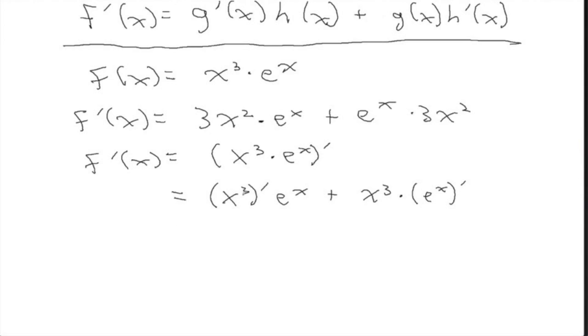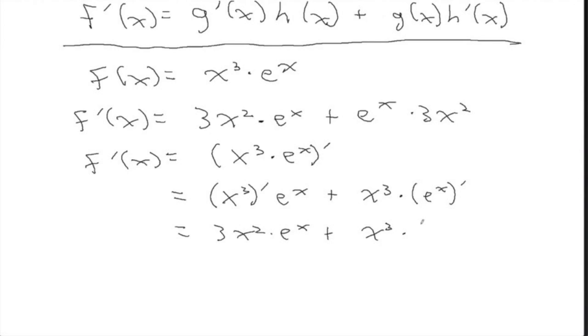So the point is take the derivative of the first thing times the original plus the original first thing times the derivative of the second thing. It's kind of hard to put it into words, but anyway, now how could I simplify that? What does x cubed prime turn into? What does this term become? 3x squared. And this is still e to the x. Right. And what's this become? X cubed times e to the x.